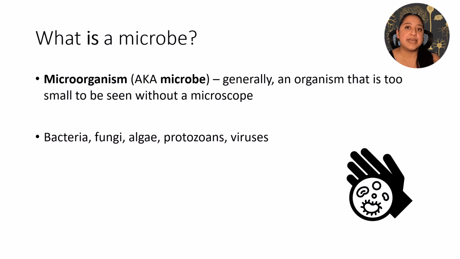So to start, what is a microbe or a microorganism? Microorganisms, which we also refer to as microbes for short, are generally organisms that are too small to be seen without a microscope. You need a microscope to be able to observe them. Whether or not you can see them, they still exist and they're alive. So we categorize these with the term microorganism, meaning you need a microscope to see and study them. These include bacteria, of course, but also fungi, algae, protozoans, and viruses. I'm going to talk more about all of those later in this lecture, but they are all categorized as microbes because you need a microscope to observe them.